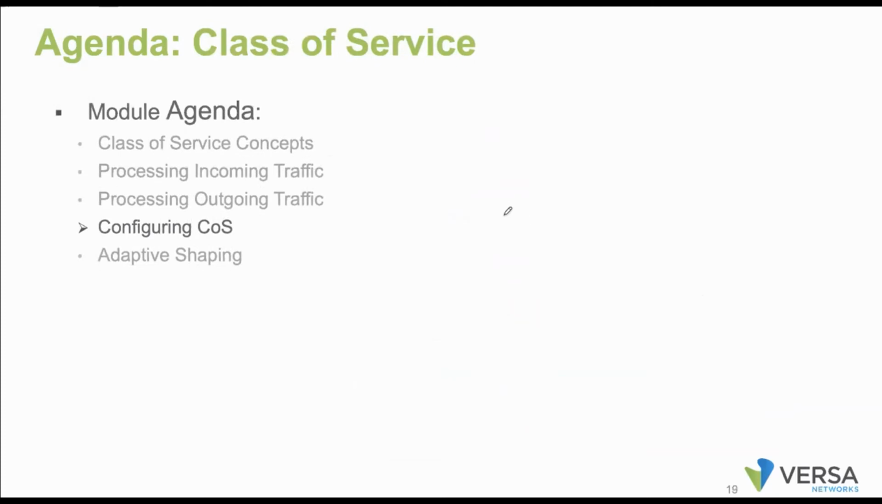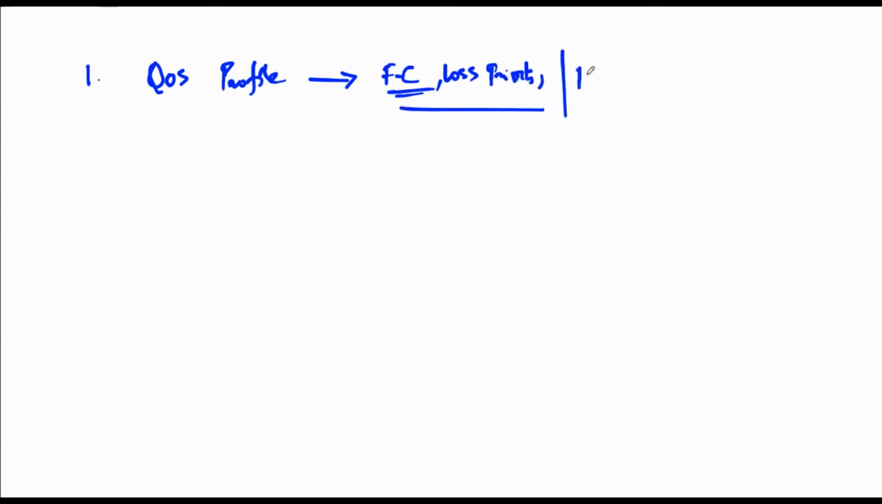But coming to the configuration part, what all configurations are we going to do for the COS? The first step is to create the QoS profile. Under the QoS profile, you mention the forwarding class and its loss priority. If you want this traffic to go with some policing, we'll mention the policer here with the help of bits, packets, and bytes information.